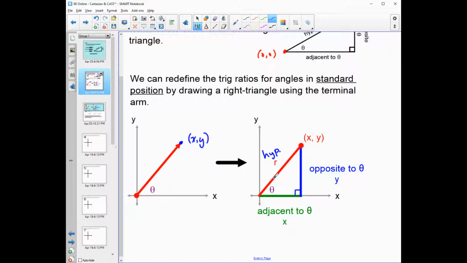And so essentially, our regular definitions of opposite, adjacent, and hypotenuse can be thought of in terms of the x-coordinate of a point, the y-coordinate of a point, and r, which is the hypotenuse or the distance between the origin and that point. So that's what we start with as a new way of thinking about this.